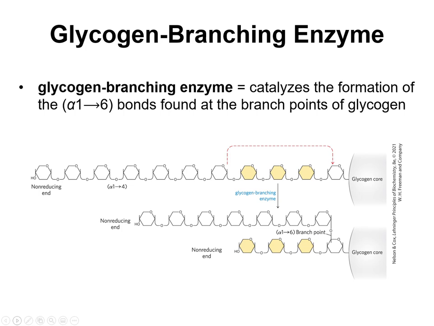If we need to branch, there's a glycogen branching enzyme. Just like there's a debranching enzyme, we have a branching enzyme that's going to catalyze the formation of the alpha 1,6 bonds at the branch points.